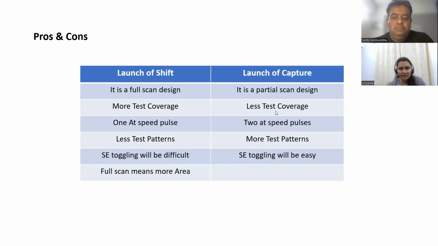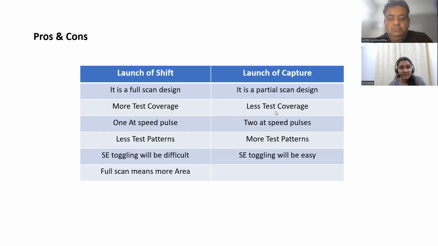Now, the thing you are confused about with these two terms is why less test patterns and why more test patterns. The reason is, whenever you are going to use 2 test pulses, you have to generate more patterns for testing these 2 cycles. So the test pattern count will increase.